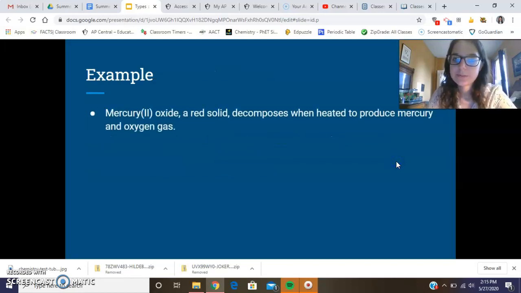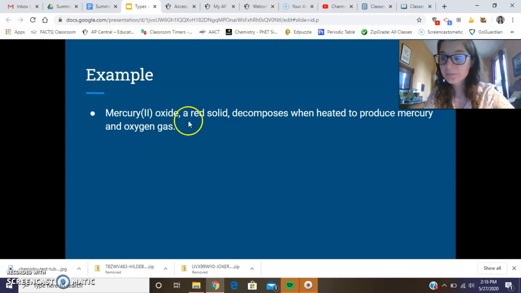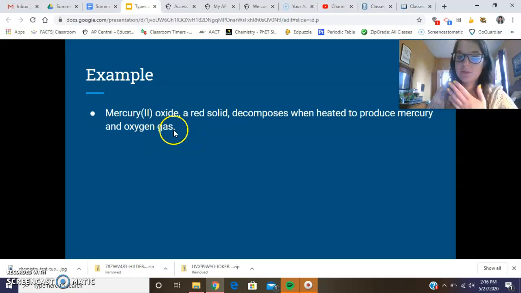So one example is mercury(II) oxide decomposing when heated to produce mercury and oxygen gas. So for mercury(II) oxide, we have to figure out what that formula would be. Mercury on the periodic table is Hg. It is a transition element or a transition metal. If it has a +2 charge and oxide always has a -2 charge, that means the chemical formula is just going to be HgO.